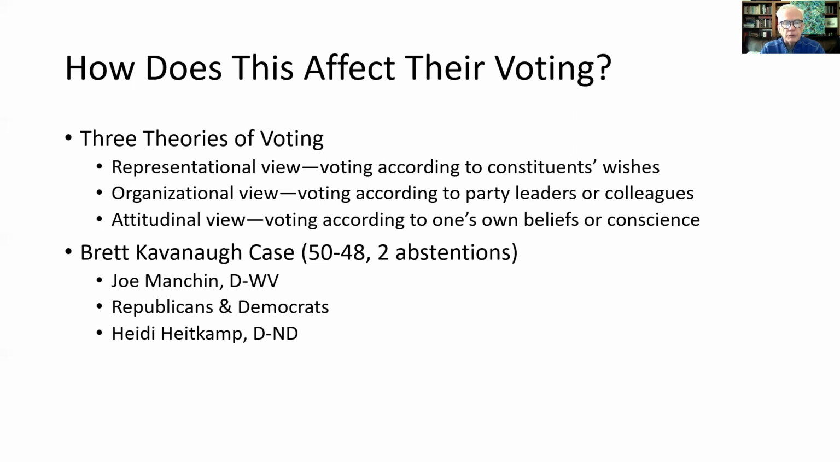Now, basically, the way this worked was 50 Republicans voted for Kavanaugh, 48 Democrats voted against Kavanaugh, and 2 just decided to abstain. Well, those 2 would have been Democrats or Democratic-leaning people. So the 3 views are represented in these votes.